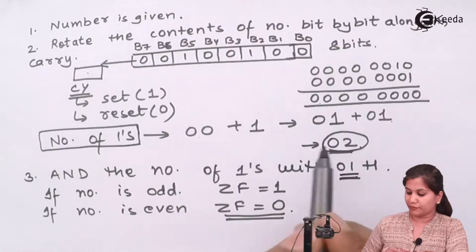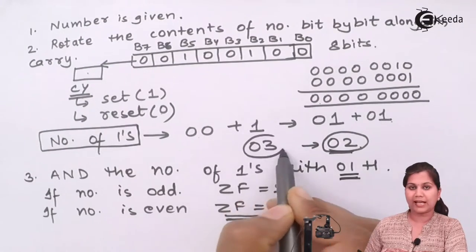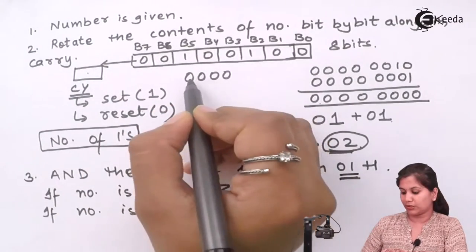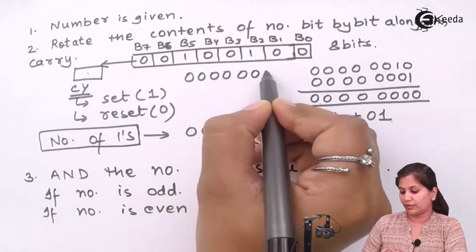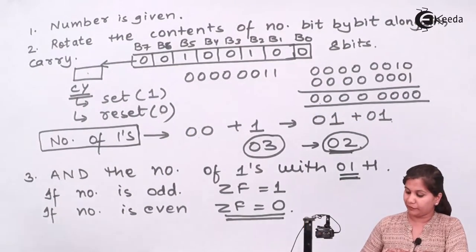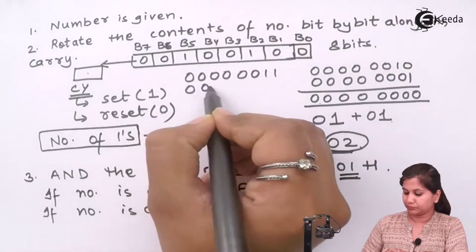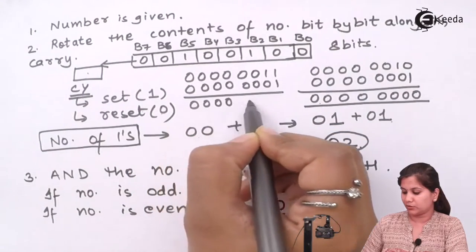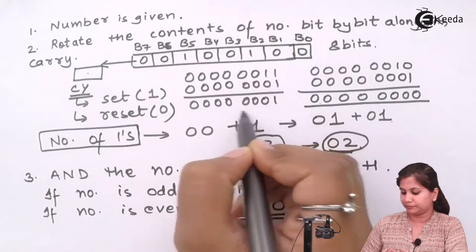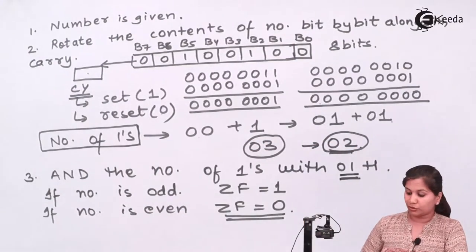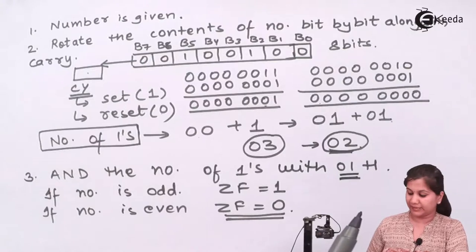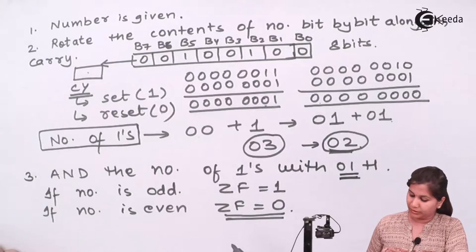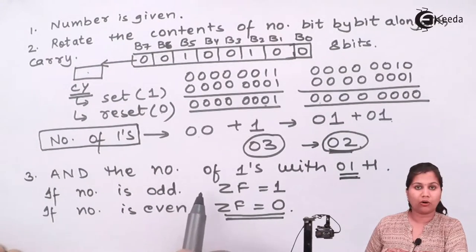Now suppose that instead of 2, we are getting the number of 1s as 3. So in that case, 3 will be represented as 0000 0011, that is 03. If it is ANDed with 01, we will always get 0000 0001. Okay, so the result is not 0, the 0 flag will not be set. So when the 0 flag is not set, then the number is having odd parity.